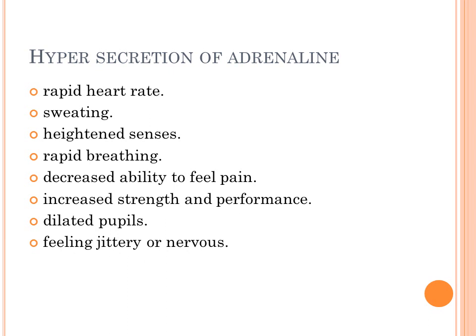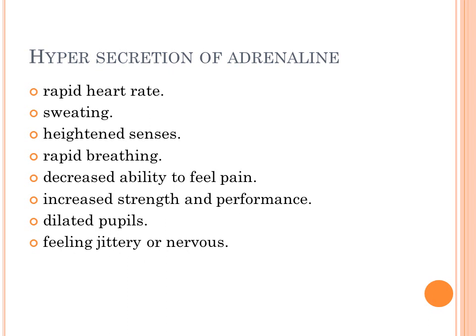Now in this slide we will see what happens if hypersecretion of adrenaline occurs in our body. All of a sudden the heart rate increases, we start sweating, all our senses are heightened, there is rapid breathing, and we are not able to feel pain so much, so there is a decreased ability to feel pain. There is an increase in strength and performance. All of a sudden we start running, we start doing certain activities with great vigor. We have dilated pupils, we start feeling nervous. Because of the rapid heart rate, we can feel the palpitation in our ears also. So these all happen when we have hypersecretion of adrenaline.